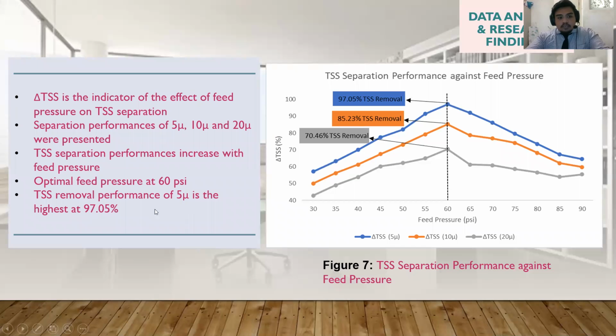Here, it's found that the TSS removal performance of 5 micron is the highest at 97.05% compared to the other two microfilters, the 10 micron and 20 micron, because the other two microfilters are much bigger than the 5 micron, so they cannot filter TSS as efficiently as the 5 micron.